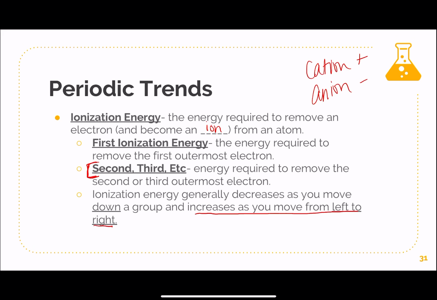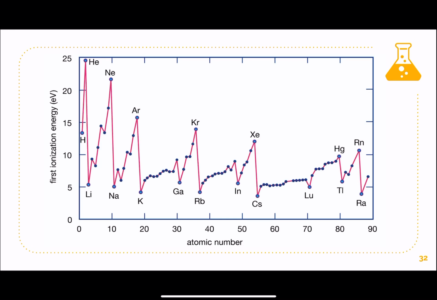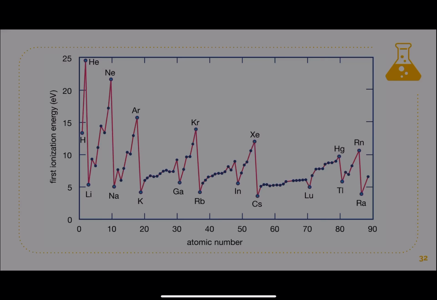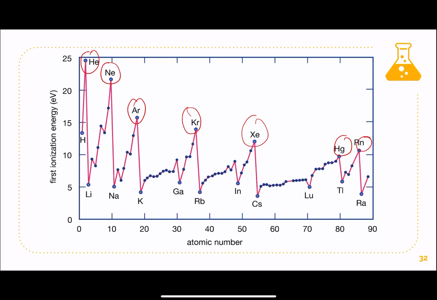So we're getting to the right. Those are going to be the guys that have more valence electrons and are less likely to give them up. Okay? And so what we see here is these have the most ionization energy. And those are those noble gases. Those are the ones that have the full octet that don't want to give up those electrons.